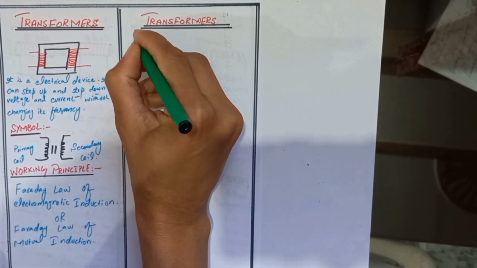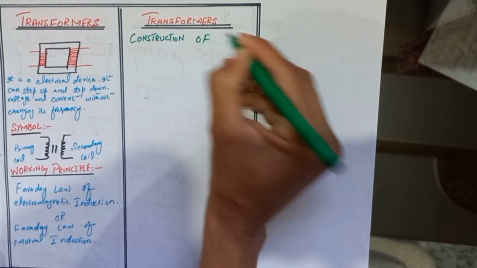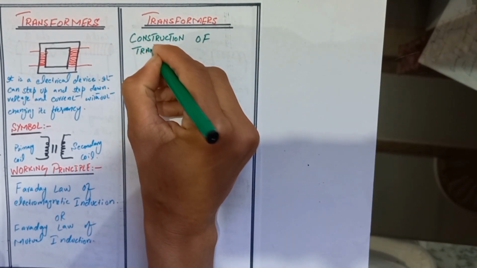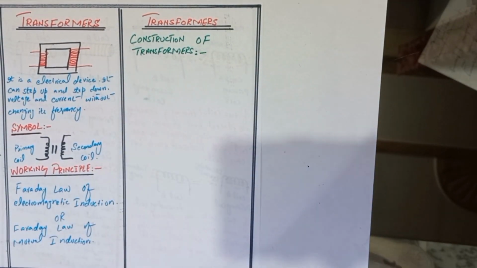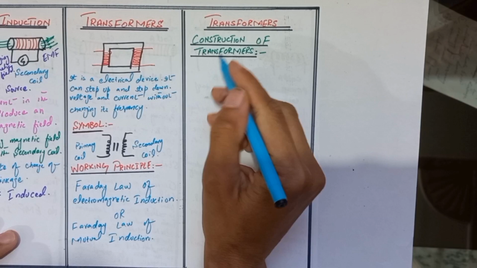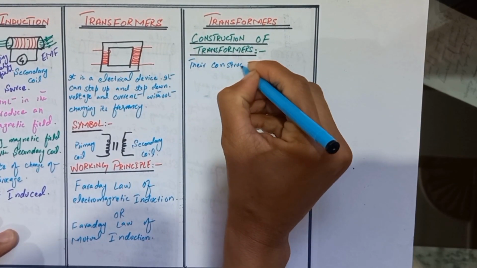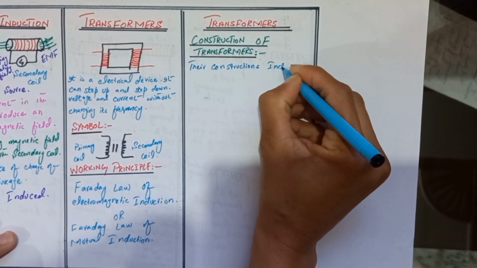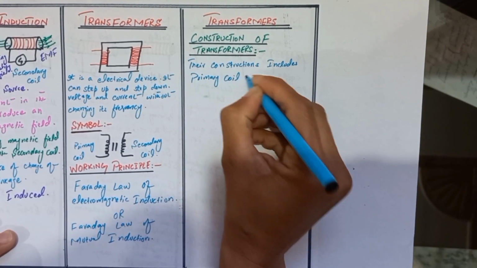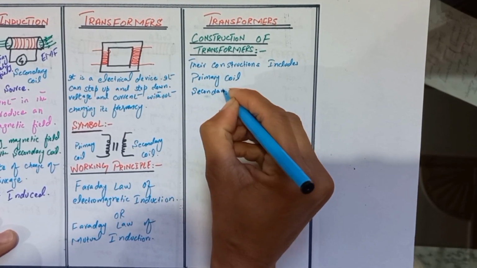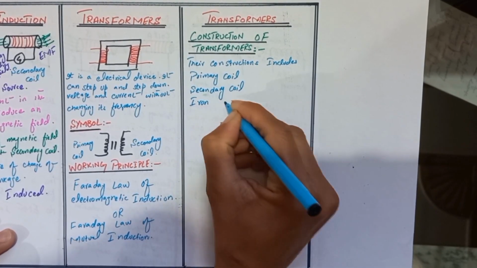Now we discuss the construction of transformers. The construction of a transformer includes a primary coil, a secondary coil, and a magnetic iron core.